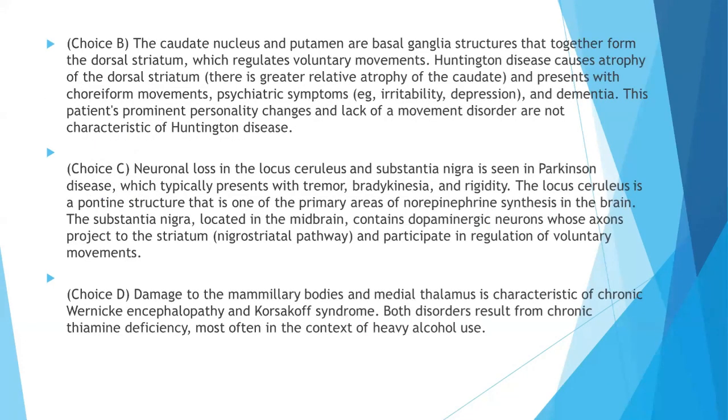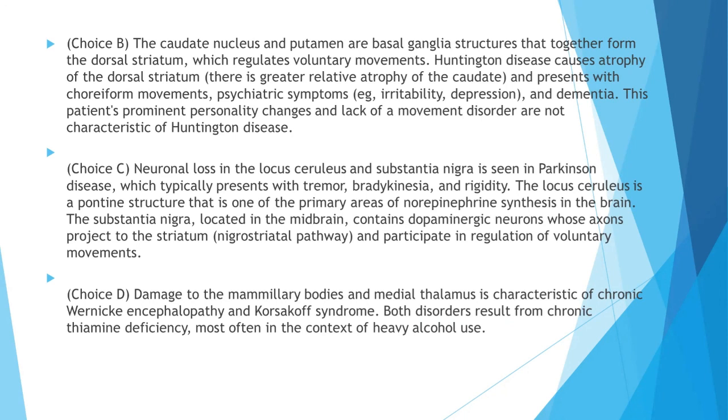The caudate nucleus and putamen are basal ganglia structures that together form the dorsal striatum, which regulates voluntary movements. Huntington disease causes atrophy of the dorsal striatum and presents with choreiform movements, psychiatric symptoms, and dementia. This patient's prominent personality changes and lack of a movement disorder are not characteristic of Huntington disease.